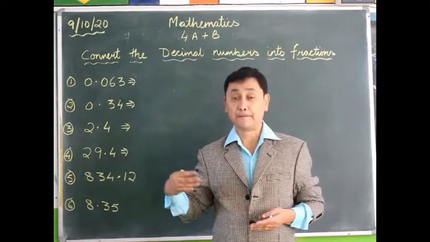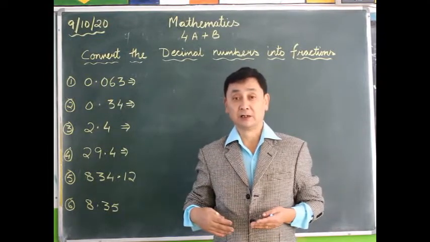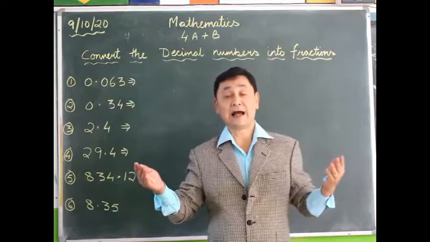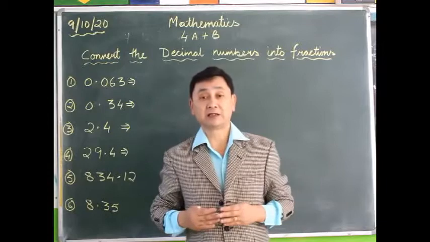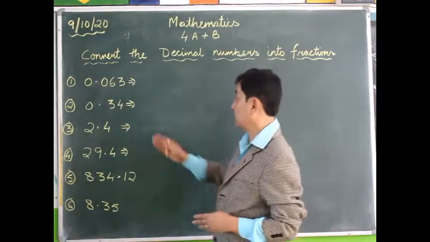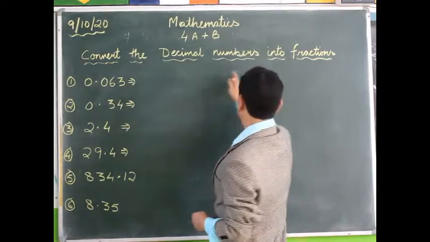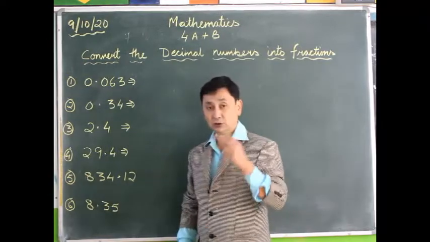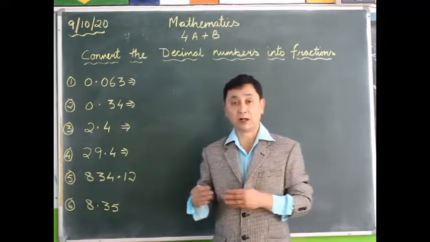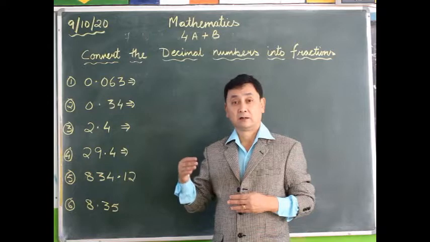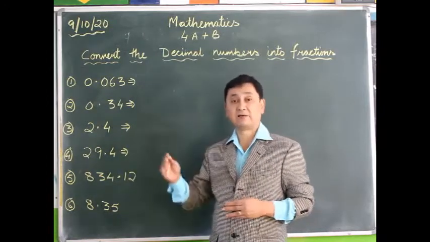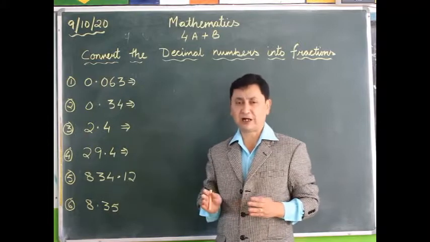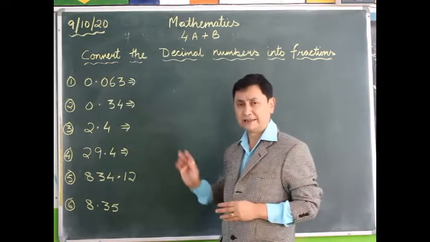Then we did mixed numbers. So why do mixed numbers have a whole number and a fraction? Why I revise this portion is because we are going to convert decimal numbers into fractions in two ways. Whenever there is a whole number, we convert that into a different type of fraction, which you will know later.